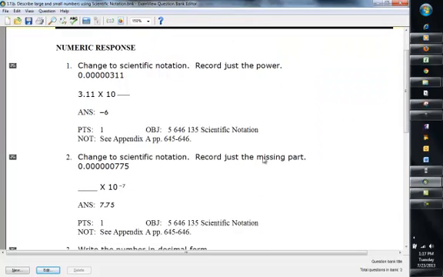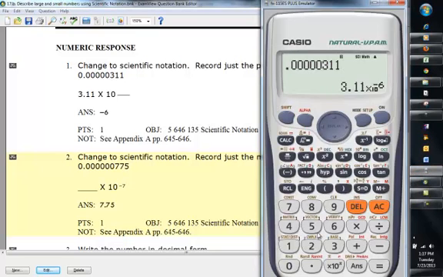Next one. So we moved it 1, 2, 3, 4, 5, 6, 7 places. So our answer will be 7.7. We could enter it on scientific notation, point 1, 2, 3, 4, 5, 6, 7, 7, 5, and we get 7.75 times 10 to the negative 7th.